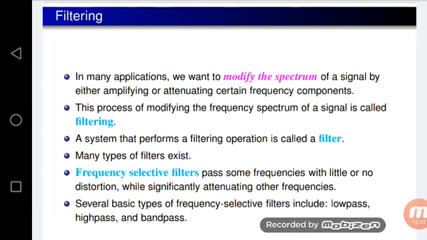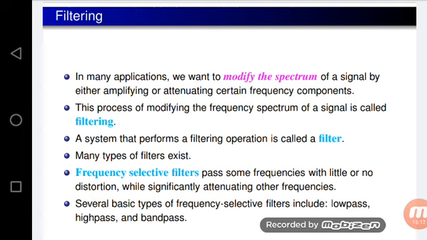This process of modifying the frequency spectrum of a signal is called filtering. That means any circuit will need some modifications to process the system. The process of modifying the frequency spectrum of a signal is called filtering.